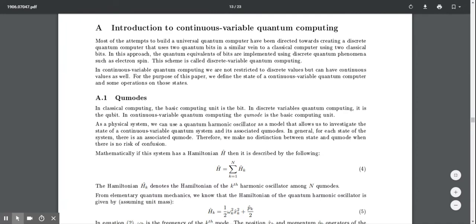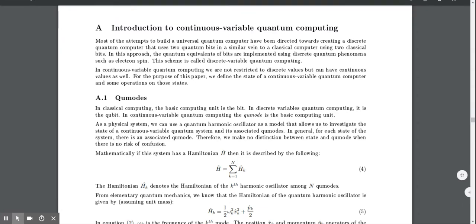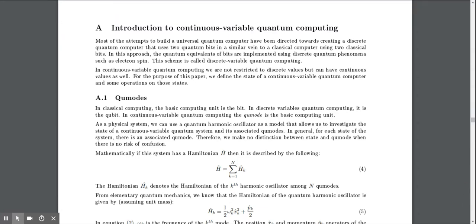So yeah, Q modes. I remember, as a physical system, we can use a quantum harmonic oscillator as a model that allows us to investigate the state of a continuous variable quantum system and its associated Q modes. In general, for each state of the system, there is an associated Q mode. Therefore, we make no distinction between state and Q mode when there is no risk of confusion. Okay, it's a bit confusing, because in discrete variable quantum computing, the state is the state of your whole system, and the qubits are part of the state. You have multiple qubits that give you one state of the system, whereas here they seem to indicate that each Q mode is in a particular state in itself.